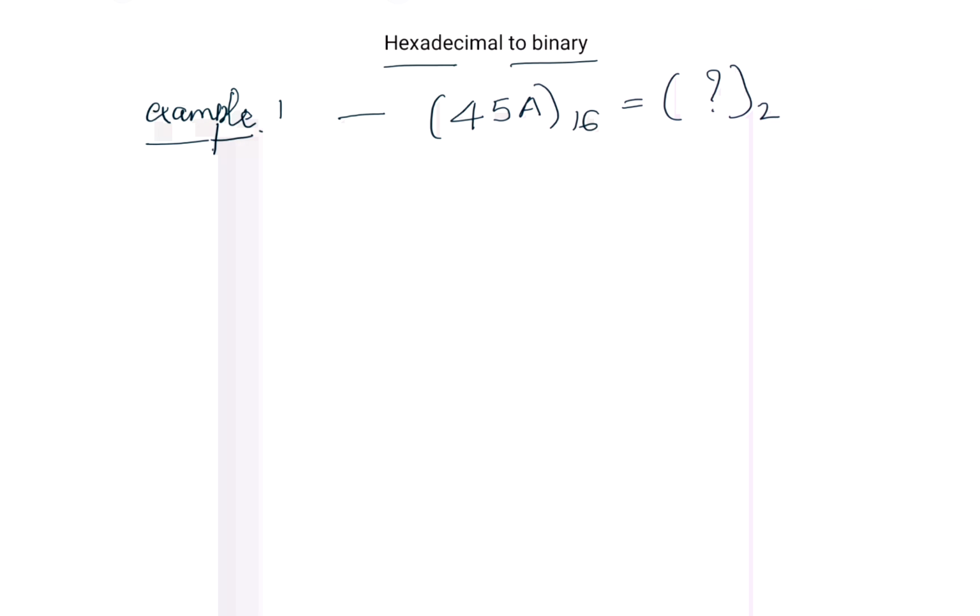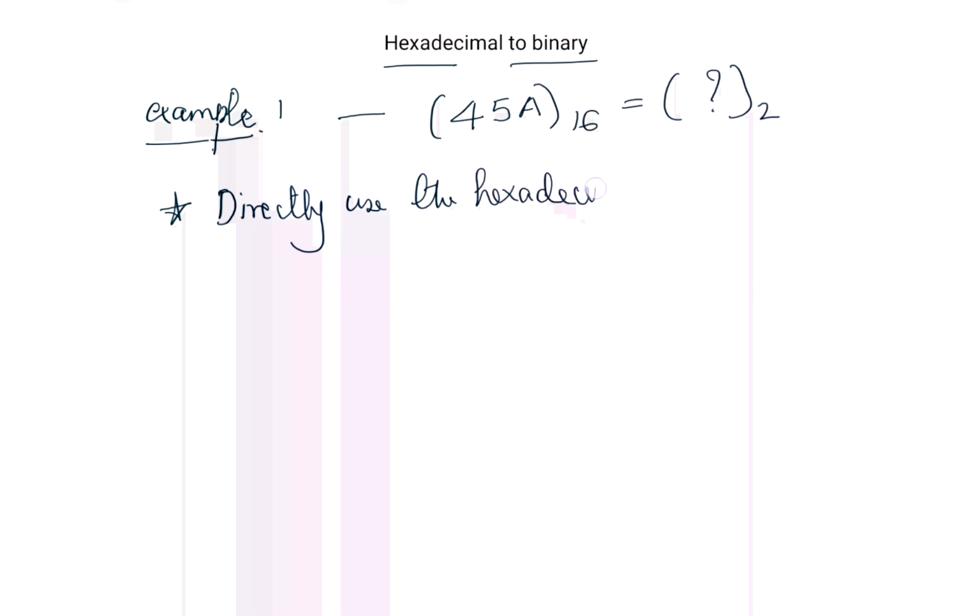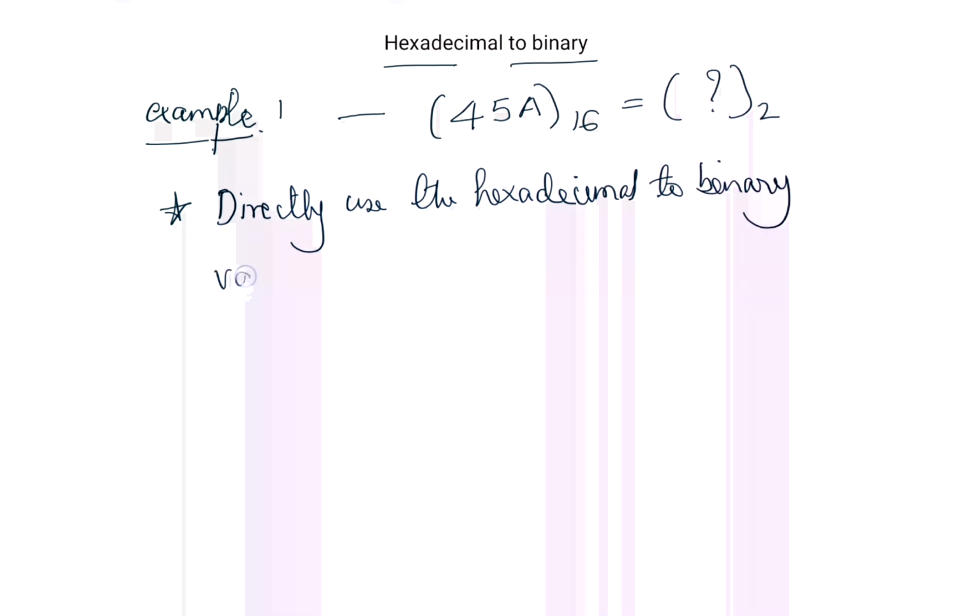The very first thing is you could directly use the hexadecimal equivalent values of these digits and put them together. So I'm just going to write it over here. Directly use the hexadecimal to binary values and put them together.